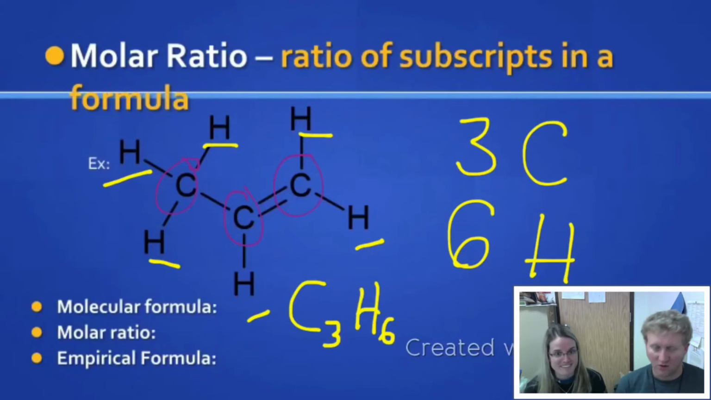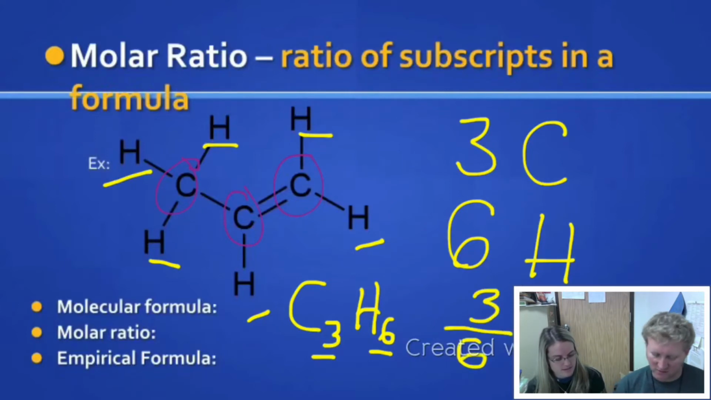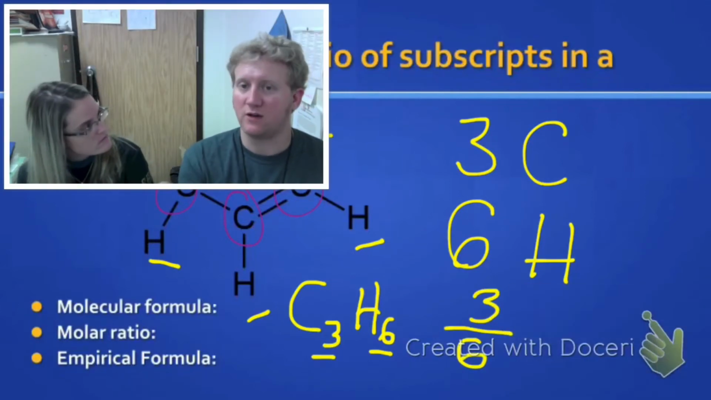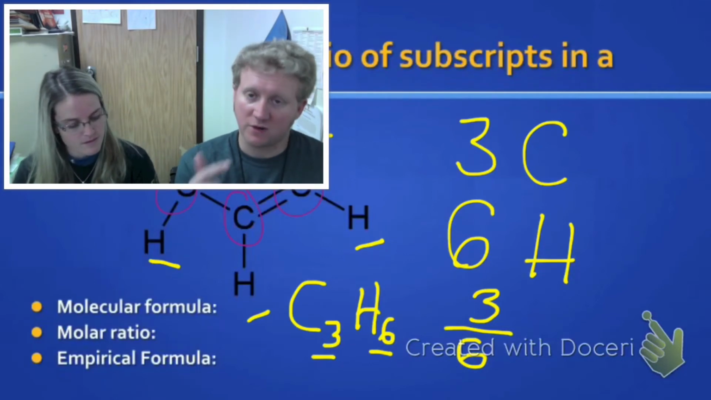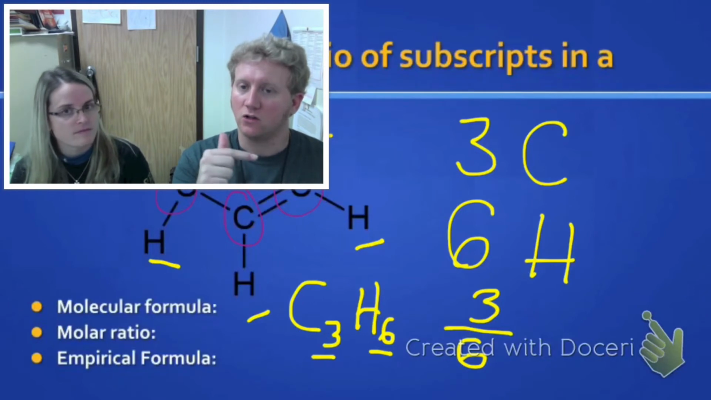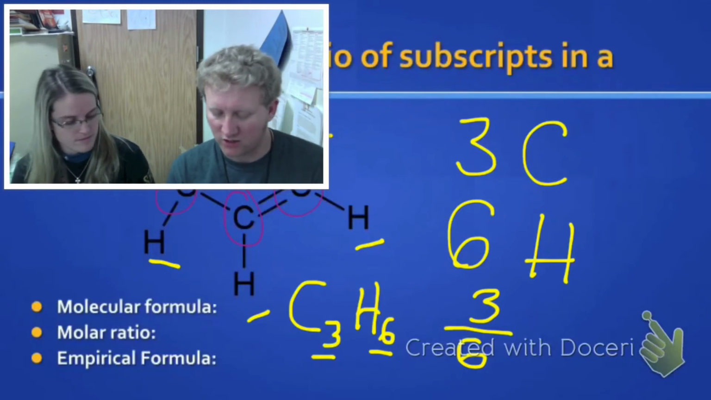Wow, this is super easy. I thought this was going to be much more intense. Well, okay, keep that in mind. The molar ratio would be the ratio of the subscripts. The subscripts that we have are the 3 and the 6, so we would put 3 over 6, because that's how we do ratios.